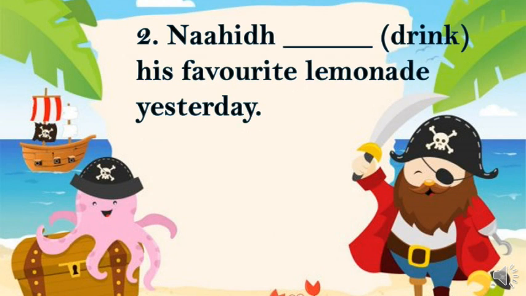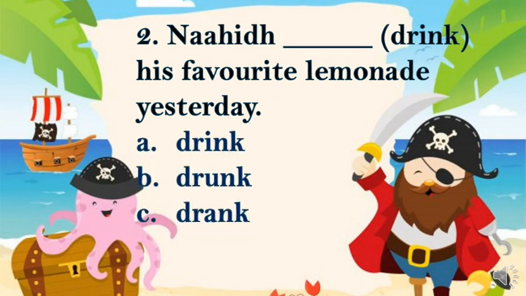Okay, pirates, are we ready with question number 2? Here's question number 2. Nahid dash drink his favorite lemonade yesterday. So here students, what is Nahid doing? Yes, yesterday, right? So let's see. A is drink, B is drunk, C is drank. What's the correct answer? Yes, I can hear from the pirates. Well done, pirates. It's drank. Not drunk, yes, it's drank. Well done, okay? Nahid drank his favorite lemonade yesterday.